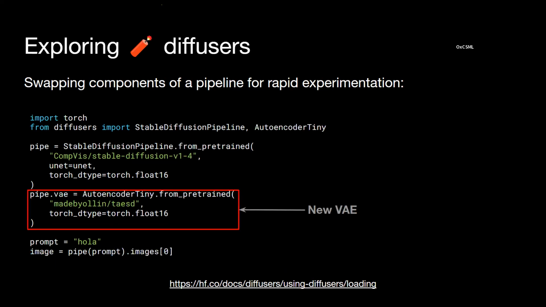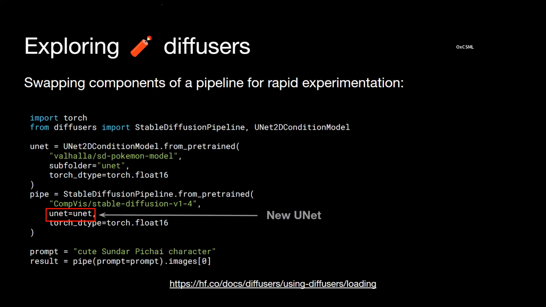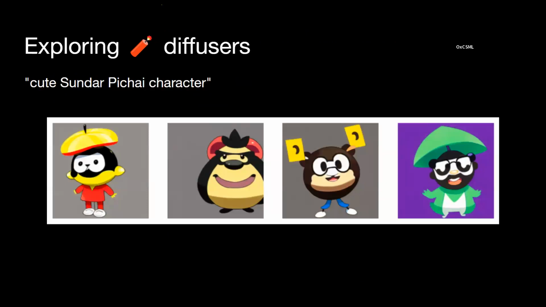And if you wanted to change the variational autoencoder, let's say if you wanted to use a smaller variational autoencoder, it's again just as easy as setting the variational autoencoder component. Now, I fine-tuned the UNet on a custom Pokemon dataset, and I wanted to be able to generate pictures of Sundar Pichai in cute renditions, and this is how it looks. So yeah, not bad. Yeah, there we go.